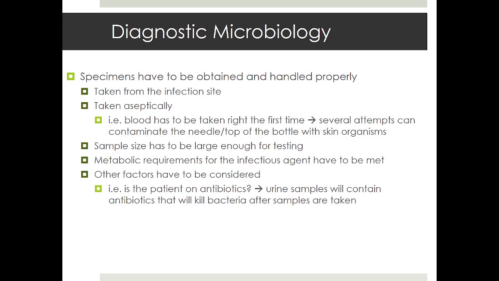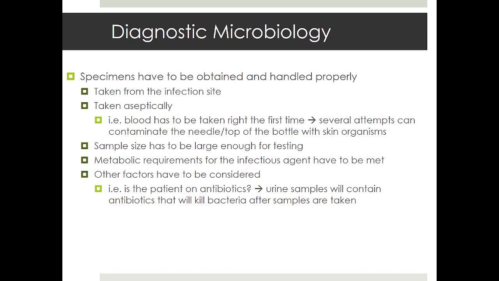Another aspect is that the sample size has to be large enough for testing. Really, you only need a single cell, but the more that you have, the better, of course. The metabolic requirements also have to be met, so you can have either anaerobic or aerobic organisms, among a variety of other things that you'd have to consider. Because if you take a specimen that prefers anaerobic conditions and try to grow it in aerobic conditions, you might get a totally different set of bacteria that grow that you'll be trying to treat, but that aren't actually causing the problem to begin with.